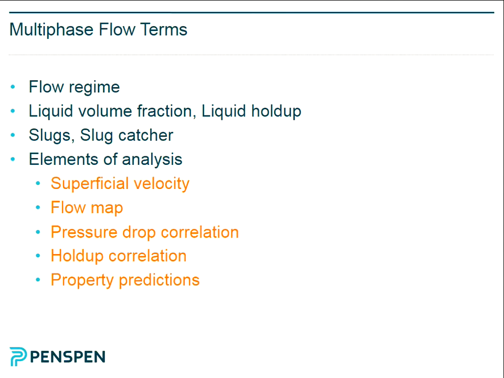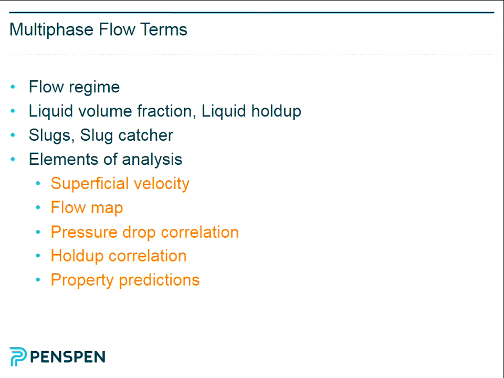Now, a flow map is a device that determines what flow regime you have. So literally, it's a map, and it's normally got a couple of different correlated parameters, which tells you, and then you can figure out on that map where your flow regime is. So within a multi-phase flow calculation, there is a definition of the flow regime using a flow map.